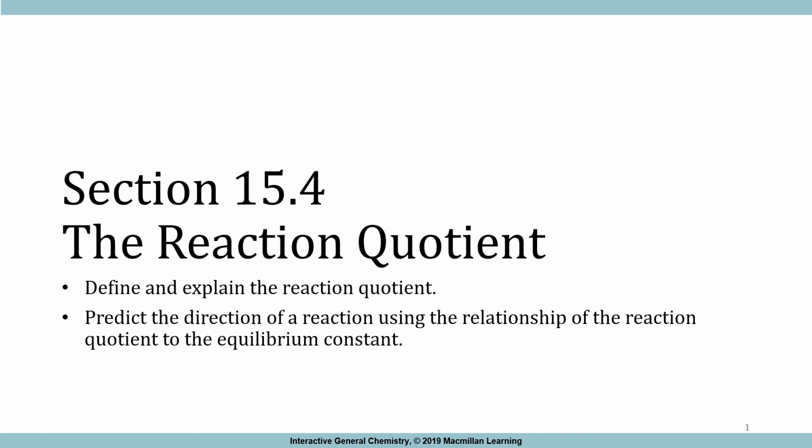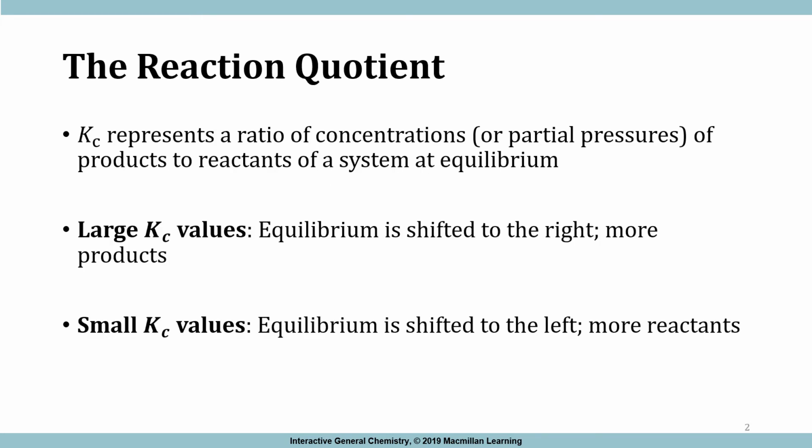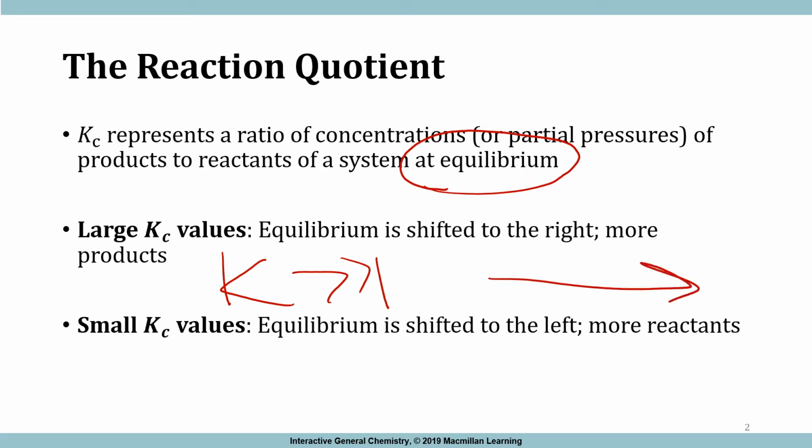In section 15.4, we are going to discuss the reaction quotient. When we use capital K, that represents the ratio of concentrations or partial pressures of products to reactants in a system at equilibrium. For large Kc values, or K values greater than 1, the equilibrium is shifted to the right, so more products are going to be there if it's in equilibrium. For small K values, much smaller than 1, the equilibrium is shifted to the left, so at equilibrium more reactants are present.